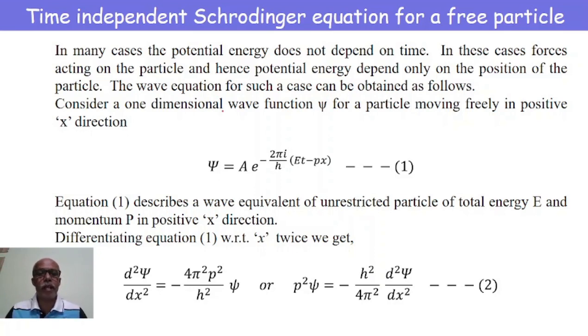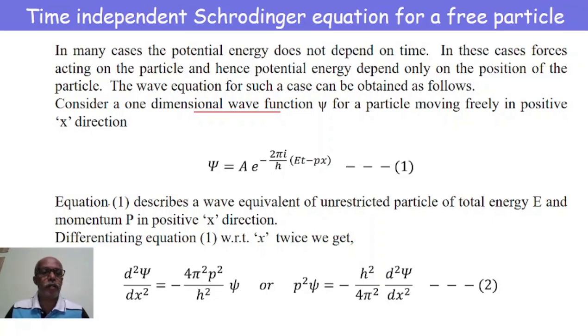We are considering a one-dimensional wave function psi for a free particle moving along the positive x direction, and that one-dimensional wave function is represented by equation 1, that is psi equals A exponential minus 2 pi i by h into (Et minus px), where E represents the energy and p represents the momentum, right?